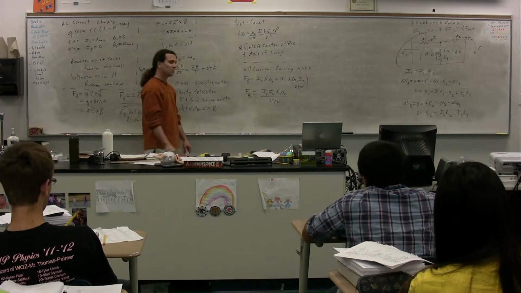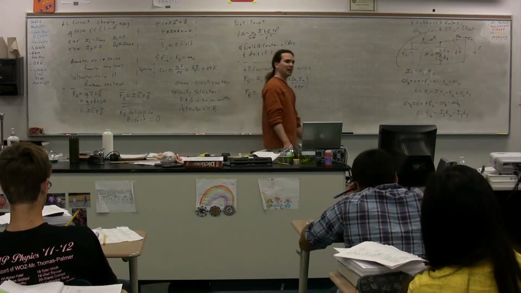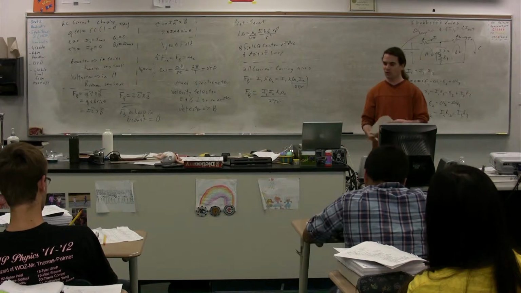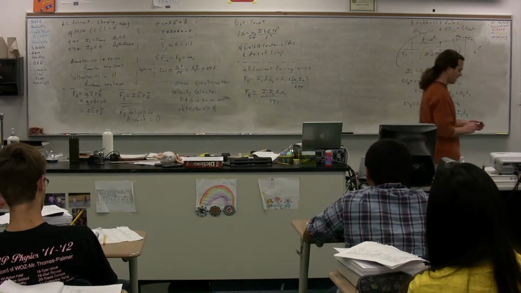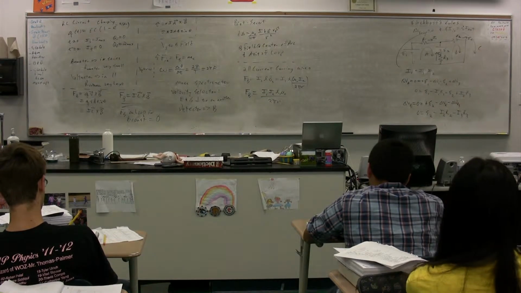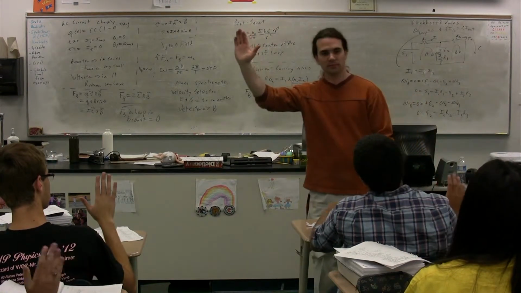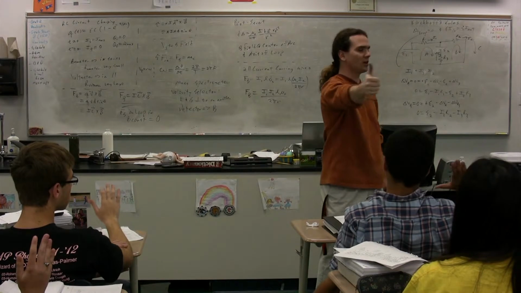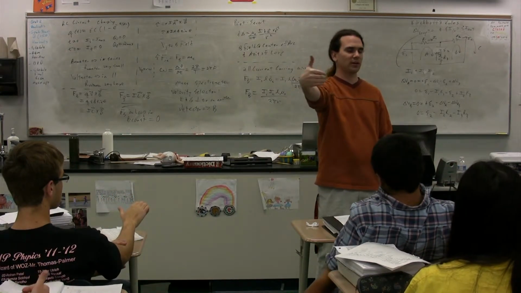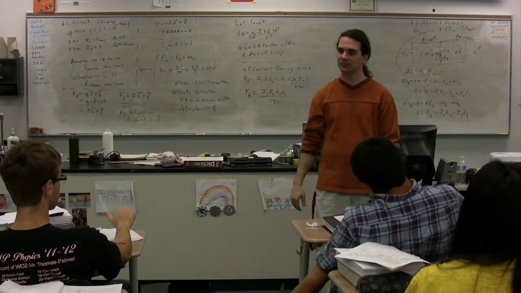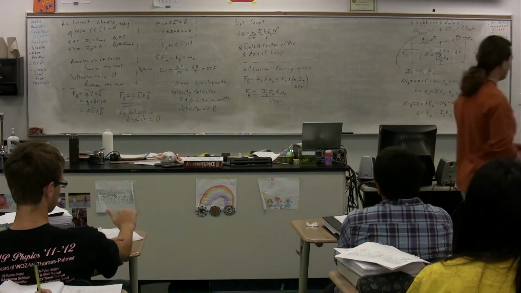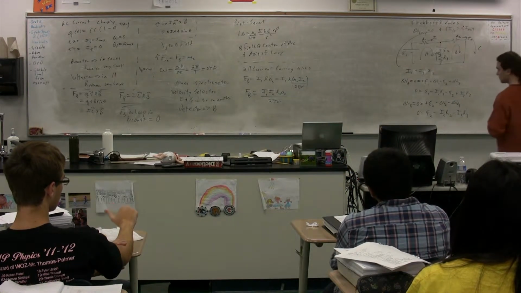Now, I also mentioned that you can use all your right-hand rules to figure out the direction. Let's go through the right-hand rule for the direction of the magnetic field around a current-carrying wire. Thumb points in the direction of the current. Fingers curl in the direction of the magnetic field. Those are the two right-hand rules in electricity and magnetism.